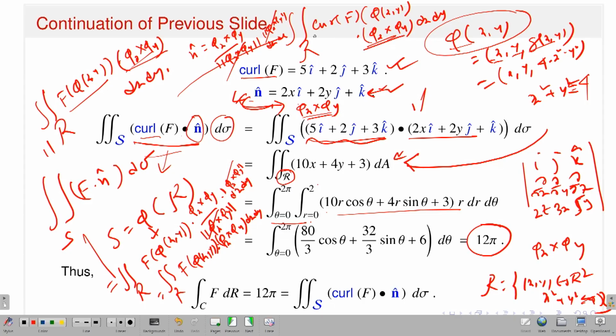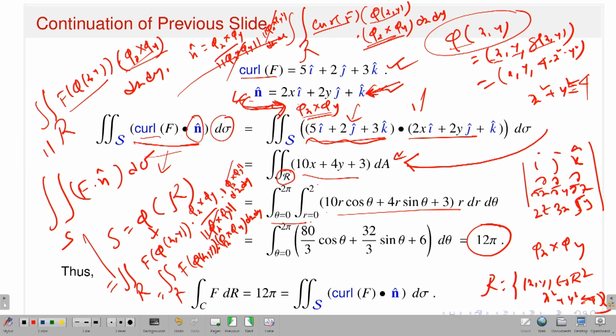So you just consider this vector field curl of A acting on this parameterization phi of xy, which will give you this vector 5i cap, 2j cap plus 3k cap, and then you take the dot product with phi x cross phi y, which is this one. You may be a bit confused with the n cap, but here I am talking about this phi x cross phi y. And then you just perform this double integral. Since your region is a very nice circular region, bounded by your circle x square plus y square equal to 4.